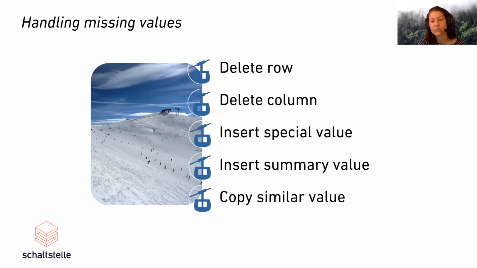For missing data, it's also possible to insert a special value like not available and later ignore those values in the analysis. It's also possible to insert a summary value like the mean or median for missing values, or for categorical values, inserting the mode. The fifth possibility is to copy the value from the data object that is most similar in terms of all other attributes and insert this value into the missing value. This is the most often used way of handling missing values.